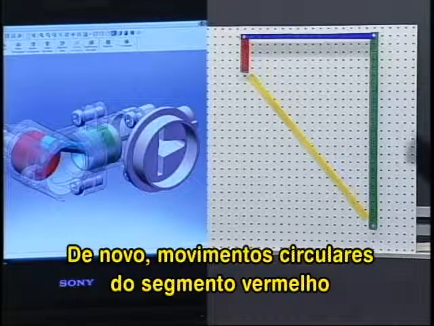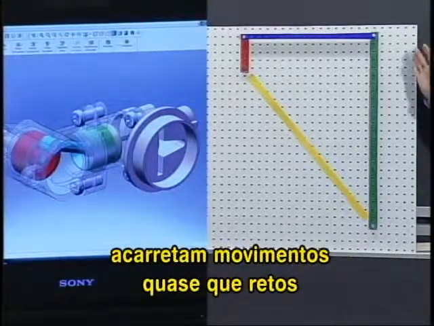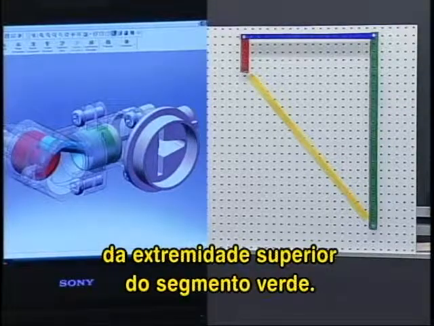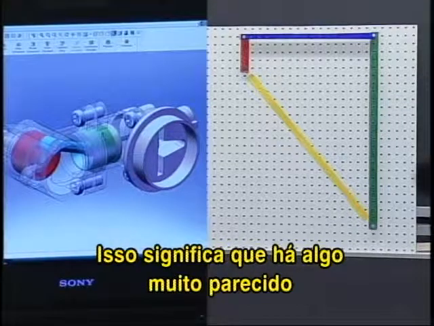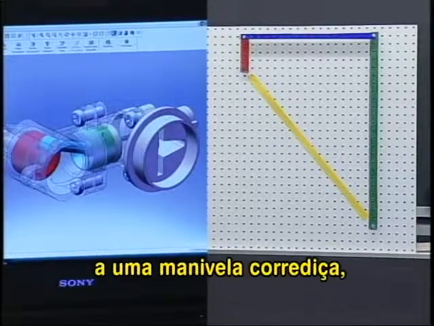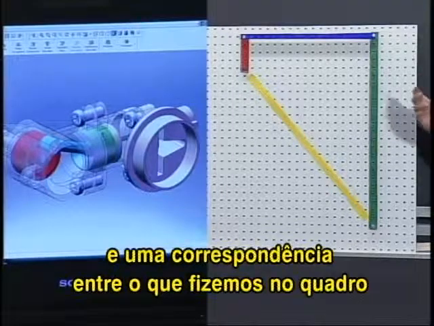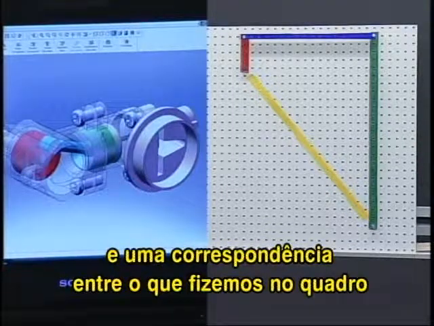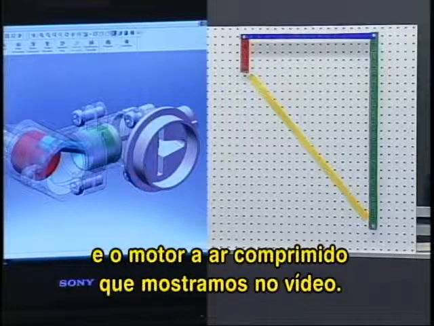So, again, circular motions of the red link cause almost straight line motions of the top end of the green link. That means that there is something very similar to a slider crank, and therefore a close correspondence between what we made on the pegboard and the compressed air engine that we showed in the video.